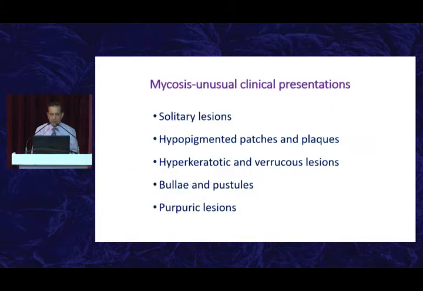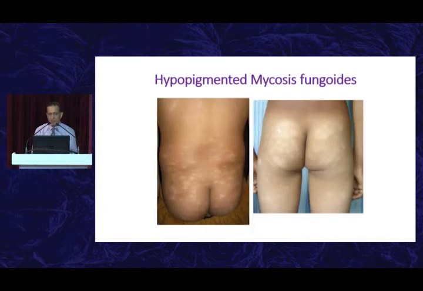and the tumor stage. Now, there are some unusual clinical presentations of mycosis fungoides, and actually hypopigmented mycosis fungoides is not recognized as a separate entity in the WHO classification. It goes as a clinical variant. And rarely we do see solitary lesions, which will be very difficult to sort out. The other lesions are also very rare and we hardly see them. These pictures were kindly provided by Chalukya, the typical hypopigmented mycosis fungoides.